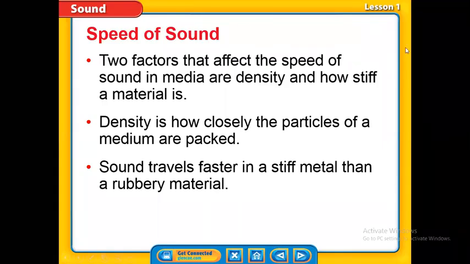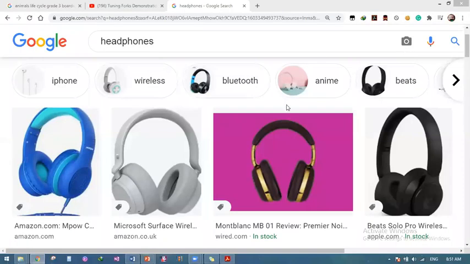Do you guys get this one? Yes. Can you guys see my screen right now?